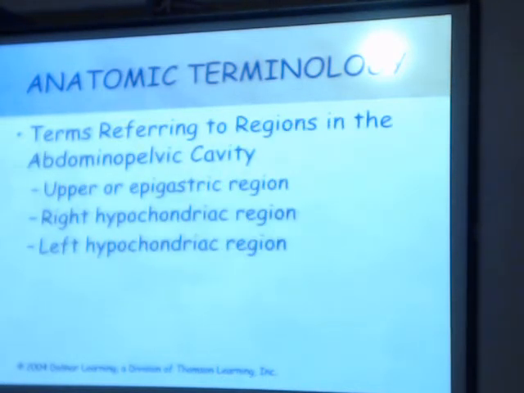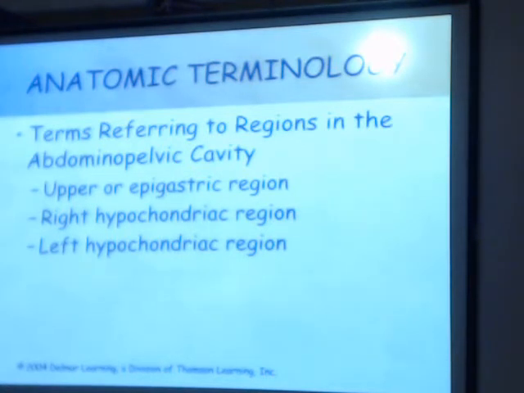Talk about regions of the abdomen. So you have the upper area, or the epigastric area. That would be the top two quadrants of the abdomen, and then you have lower quadrants of the abdomen. And so you have the right side and the left side. You have the right hypochondriac region and the left hypochondriac region. Those are on the upper area.